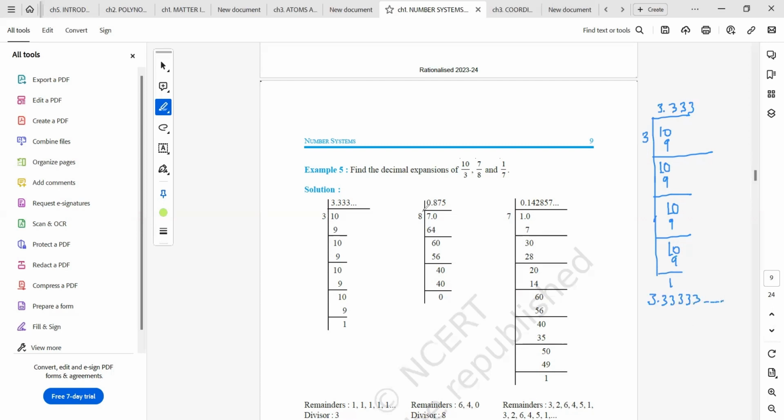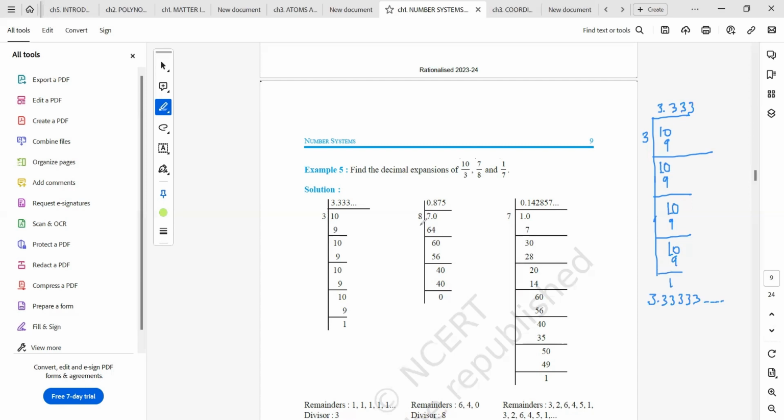Similarly, 7 over 8. That means you need to divide 7 by 8. Now 7 is smaller than 8, so you need to put a decimal. If you put a decimal, then it will become 70. Just for a moment, forget this decimal. Now it is 70, so we divide 70. Eight 8s are 64. The remainder is 6.